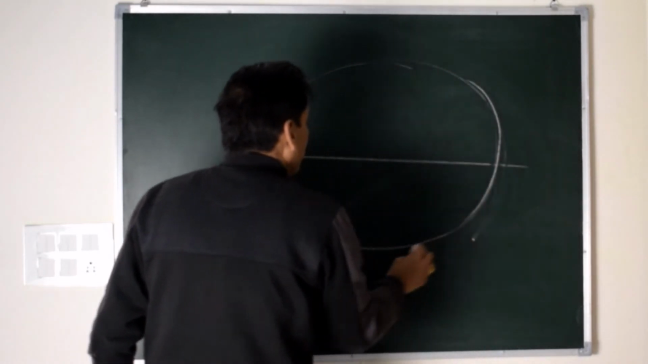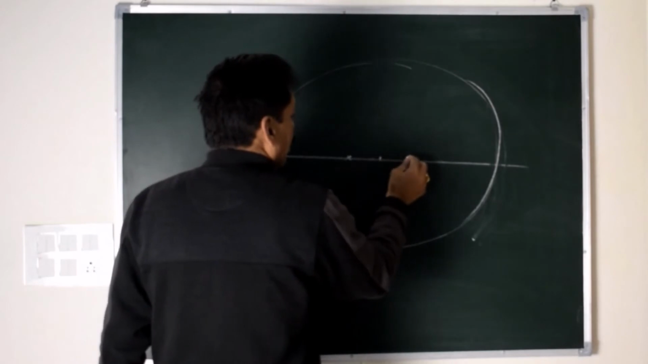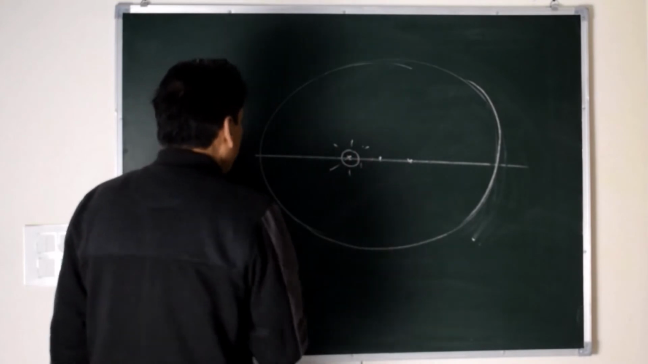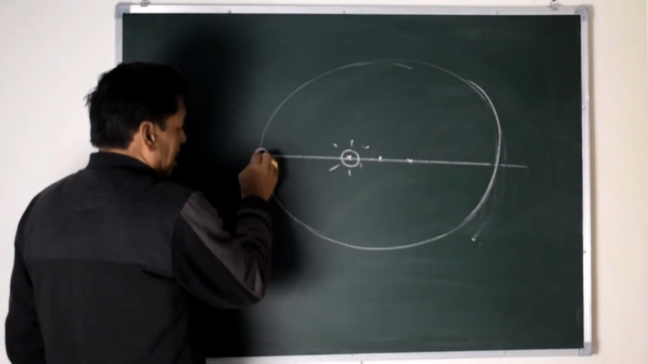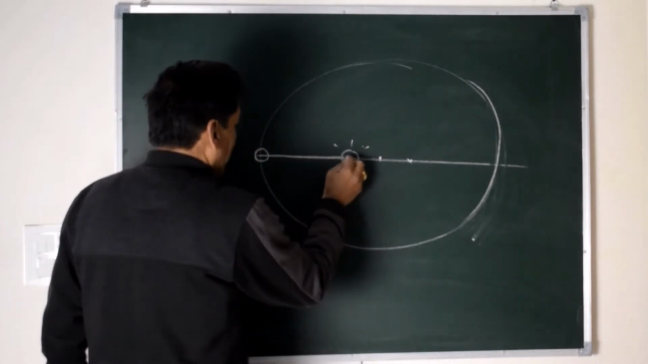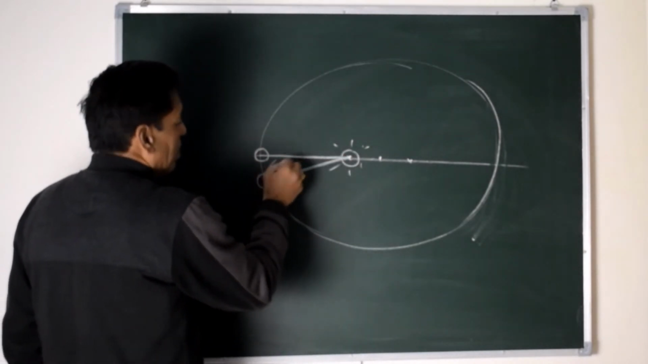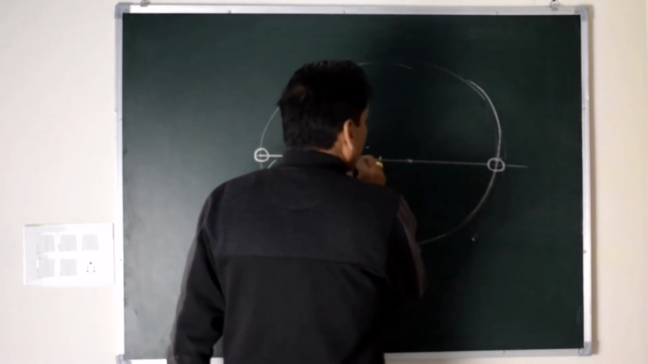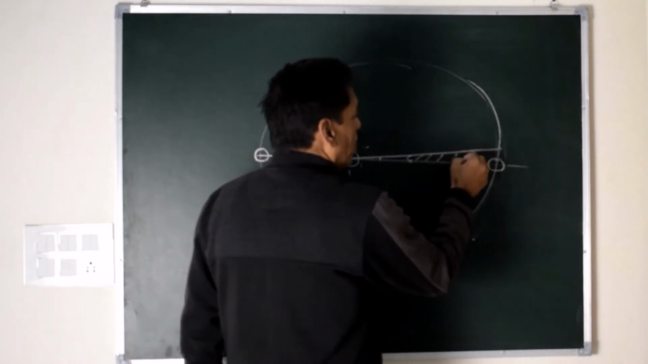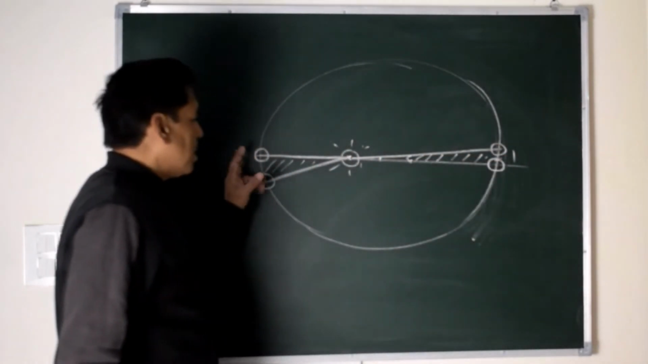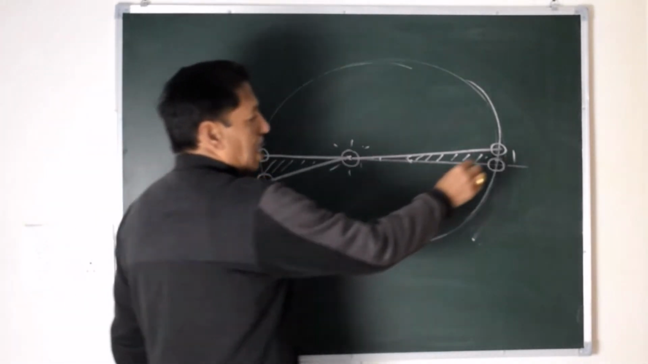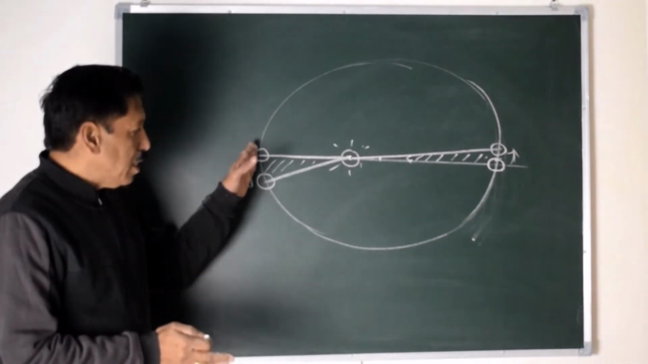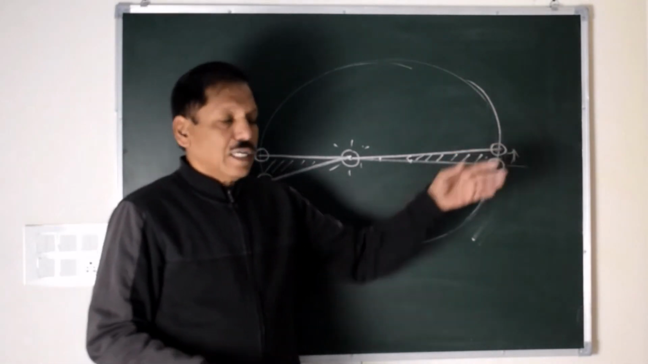area in equal time. Once again, the Sun is at one of the foci. It means that as the Earth moves here, the radius vector in a given time, suppose, sweeps this area. Over here, the area swept would be equal if the time interval is the same. If this time interval and this time interval are the same, the area swept would be equal, which means that the linear speed over here would be more than the linear speed over here.